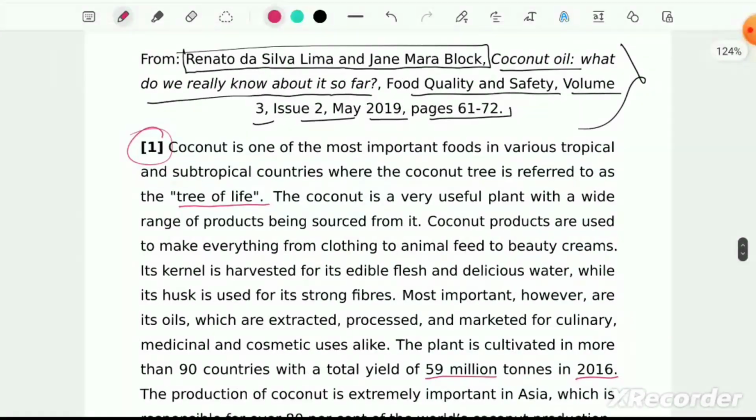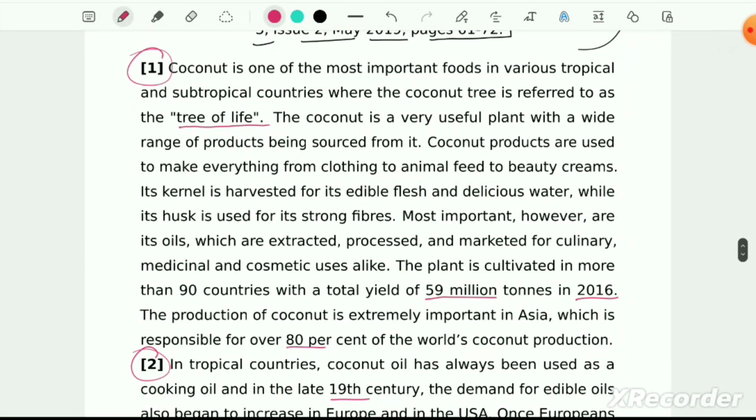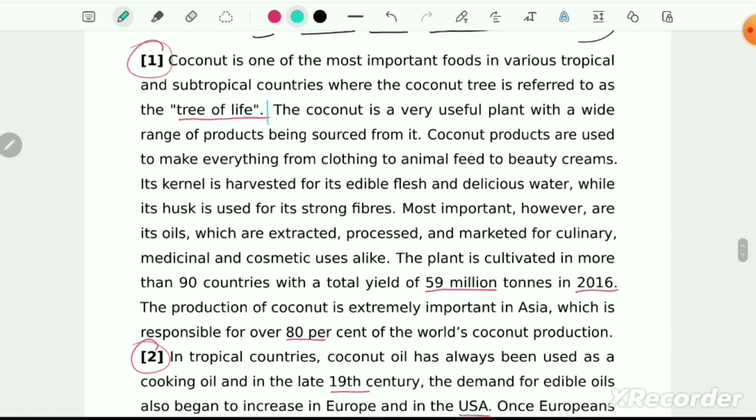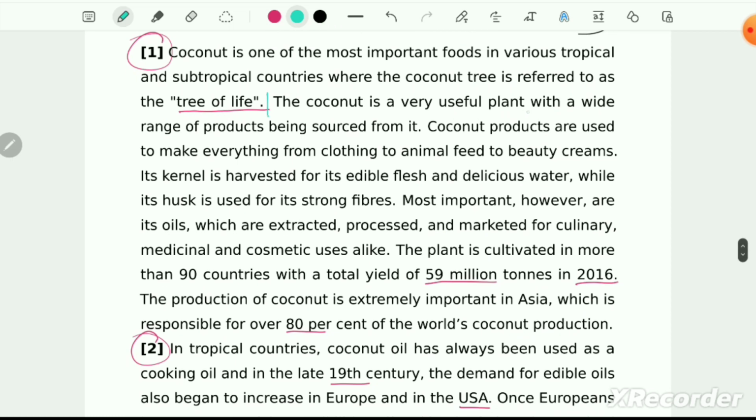Okay, this is our passage 1. Coconut is one of the most important foods in various tropical and subtropical countries where the coconut tree is referred to as the tree of life. The coconut is a very useful plant with a wide range of products being sourced from it. Coconut products are used to make everything from clothing to animal feed to beauty creams.